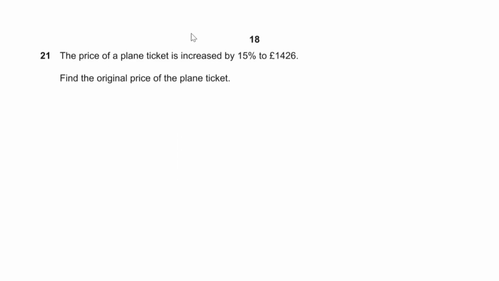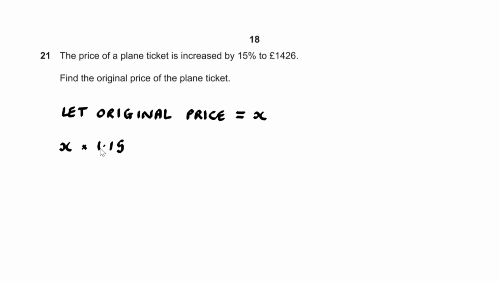Question number 21. The price of a plane ticket is increased by 15% to £1,426. We have to find the original price of the plane ticket. Well, if we let the original price equal x, we've got x multiplied by 1.15, because we have an increase of 15%. The final result is £1,426.